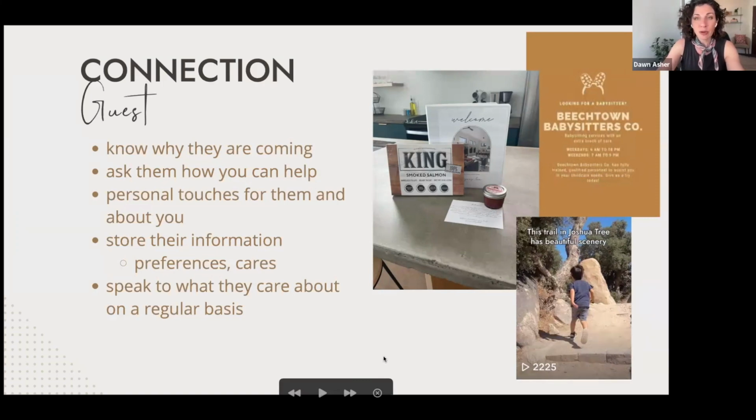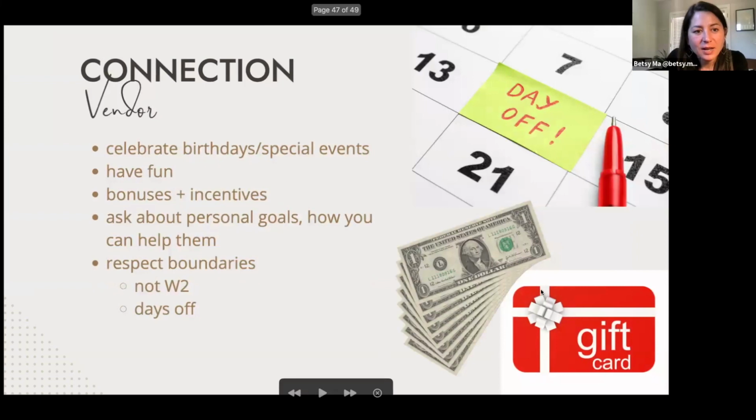They may be less prone to instantly attacking you, more prone to having an adult conversation to solve the problem, because, knowing that you really do care for them, you've already built in that trust. So that's the other reason why these hospitality details matter so much.